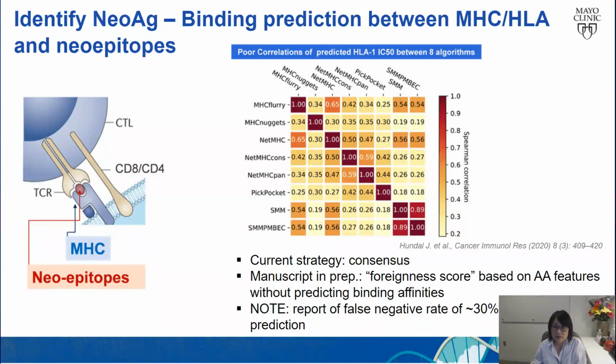In addition, we are developing novel machine learning-based methods to predict the non-selfness score based on amino acid features such as hydrophilic or hydrophobic scores and dissimilarity between neoepitopes and the wild-type proteins, among other attributes. This is necessary because reports have shown that relying on binding affinities will lead to high false negative rate of about 30%. We need a neoantigen prediction tool beyond evaluating binding.